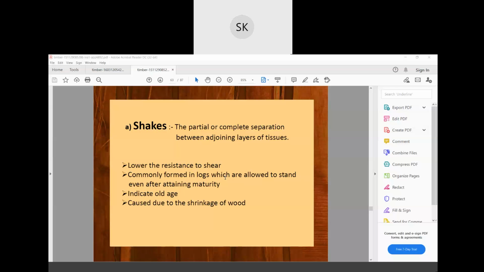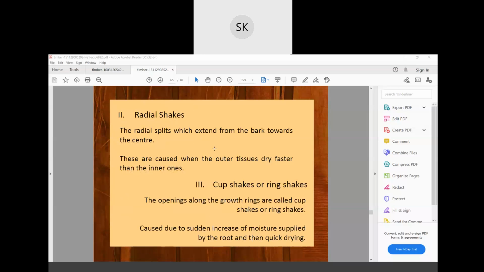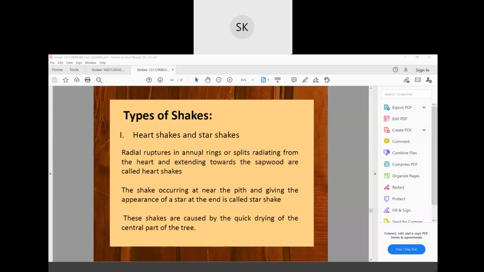Caused due to shrinkage of wood. There may be some shrinkage of wood due to weather conditions. If it shrinks, there may be some shakes in the timber. Now there are types of shakes: heart shakes and star shakes, radial shakes, and the third is cup shakes or ring shakes. So we have three types of shakes.